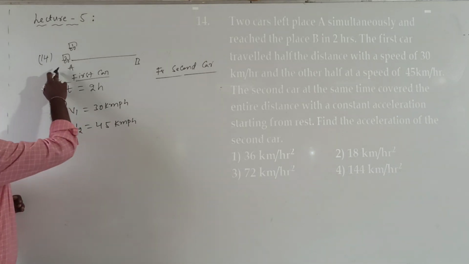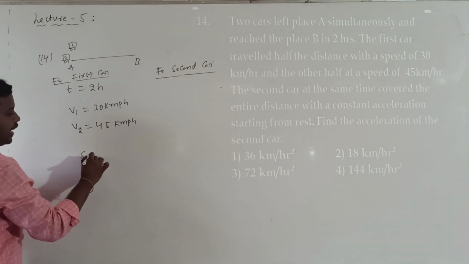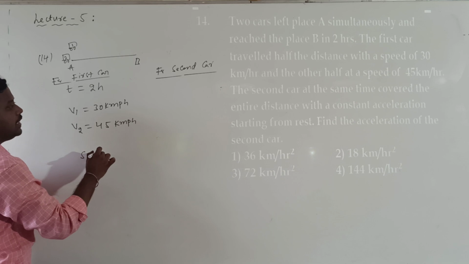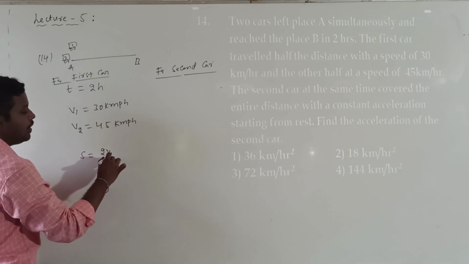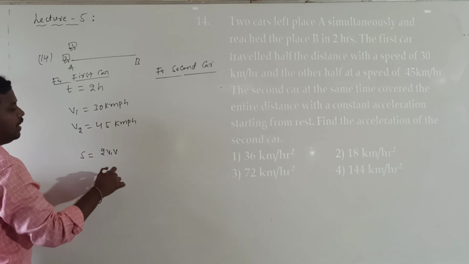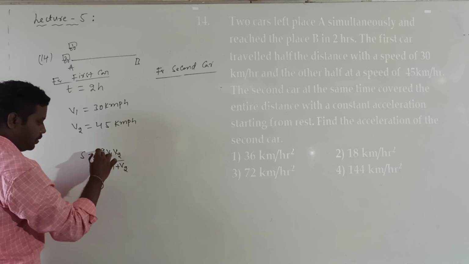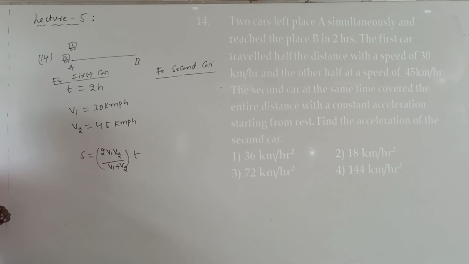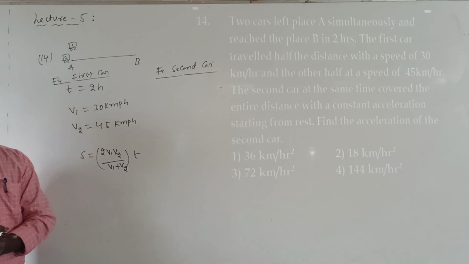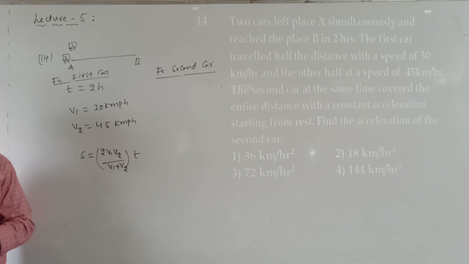First let me calculate the distance between A and B. The distance is given by velocity into time. Whenever the distance traveled is the same, the velocity is the harmonic mean of individual velocities: 2 into v1 into v2 divided by v1 plus v2, into t. Why did I write this formula? Because the first car travels half of the distance with a velocity v1, and the second half with a speed of v2.